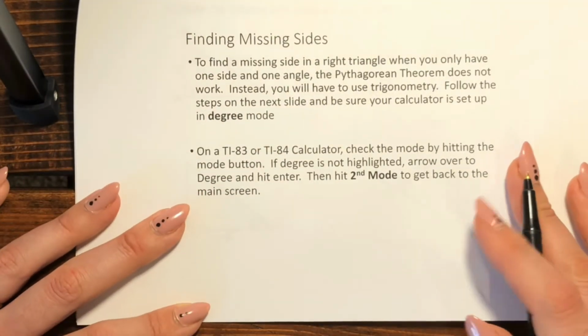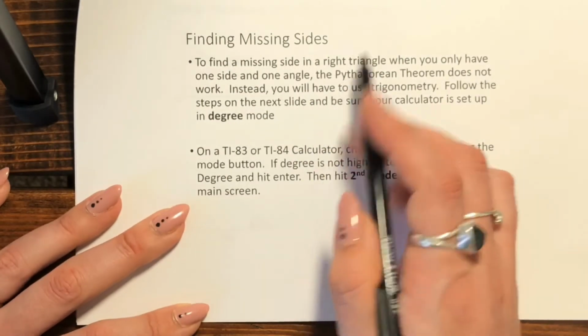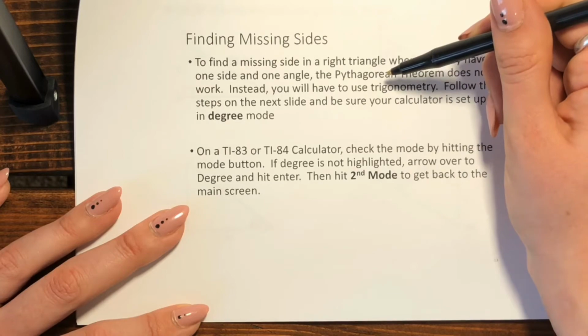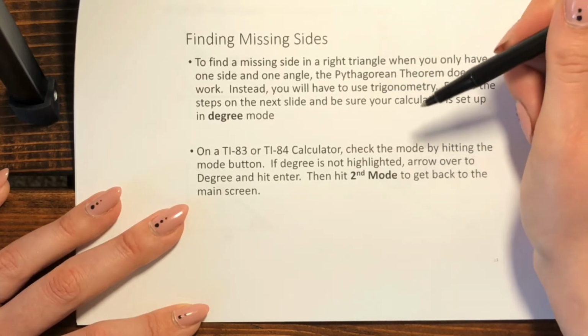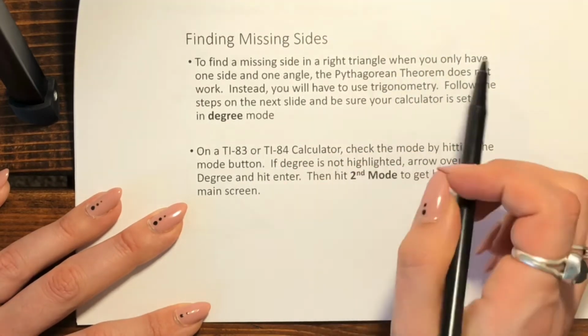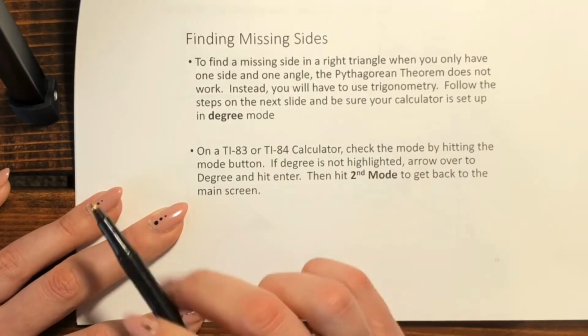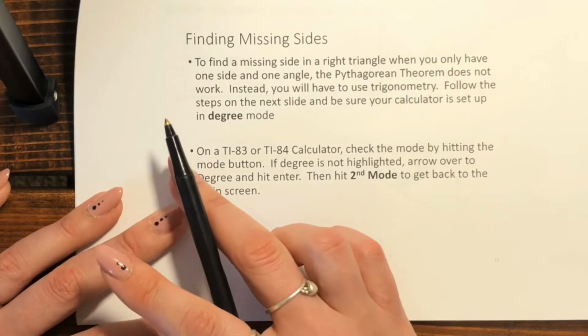So for finding missing sides, when you have a right triangle, instead of the Pythagorean theorem, we can use SOHCAHTOA. To find a missing side in a right triangle when you only have one side and one angle, you can't do Pythagorean theorem, because in Pythagorean theorem you have to know two of the sides.